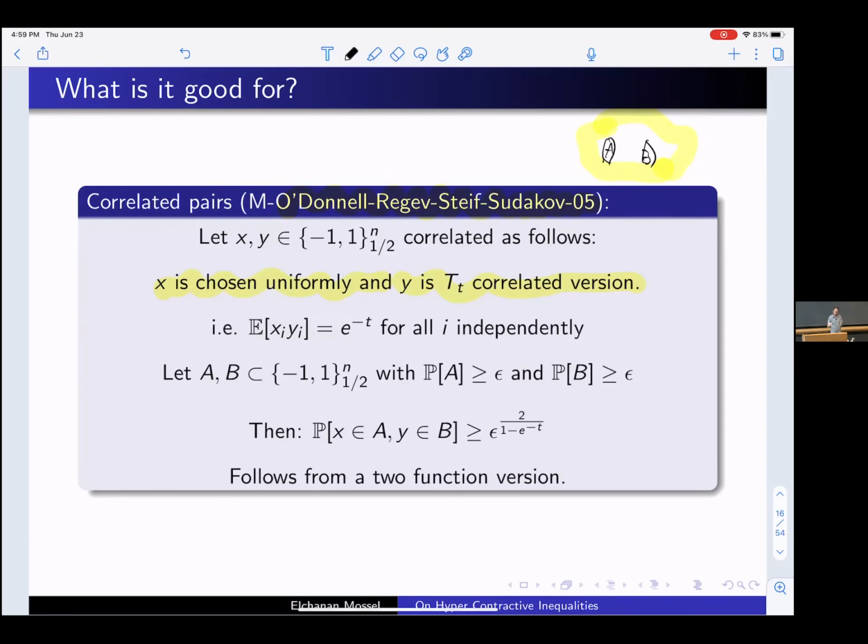We wanted something that works for small sets, and it turns out that this two-function version of the hypercontractive inequality gives you something like that. So it tells you that if the measure of A is at least epsilon and the measure of B is at least epsilon, then the probability that X is in A and Y is in B is at least some power of epsilon independent of the dimension. That's the kind of inequality that you get, and it's very useful, and it's almost tight up to logarithmic factors in epsilon. When epsilon is small, it's almost tight. Okay, so that's one version.